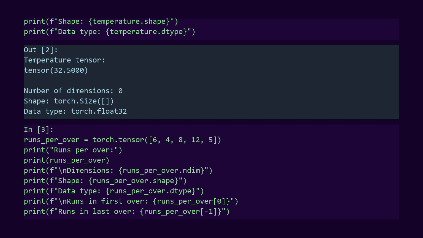This saves memory. We can access individual elements using indexing. Just like Python lists. Runs in first over, index 0, gives us 6. Runs in last over, index -1, gives us 5. The negative indexing works exactly like Python.